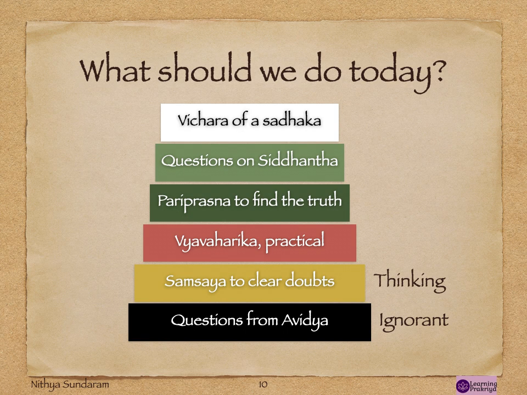Then you have the Siddhanta questions, philosophical. The Vichara questions come in last because they are from the sadhakas. That you may not get to see that in the classroom. So this is how you can organize the Indian perspective. And we need to start using all these methods, the modern as well as the Indian, in the classroom.